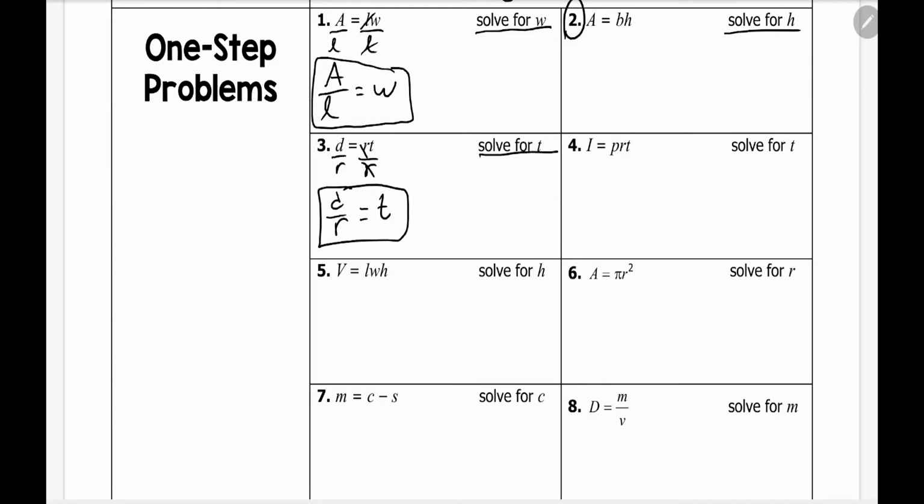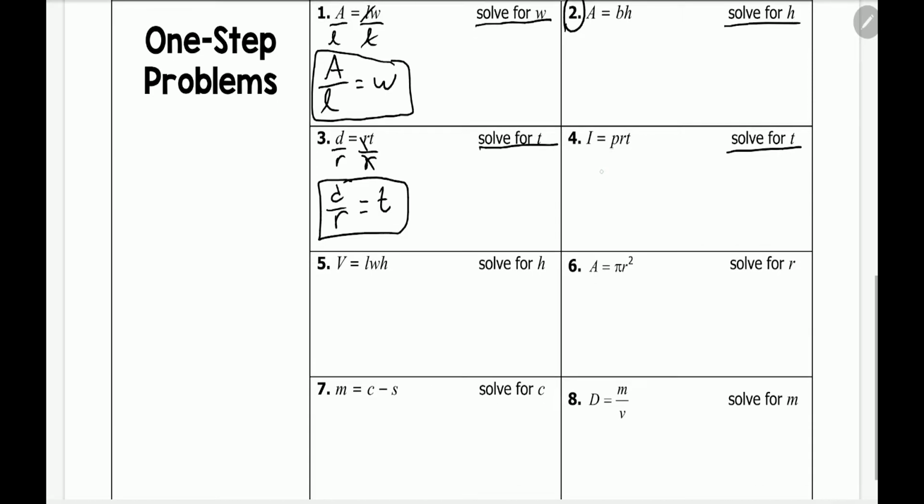This is our answer. Number 4, I equals PRT. We're asked to solve for T again. Okay? So we figure out what side T is on. It's on this side. Now we have to get rid of the P and the R. So we can actually divide by P times R. The P and the R's cancel. We're left with I over P R is equal to T. Since T is isolated, we're done.